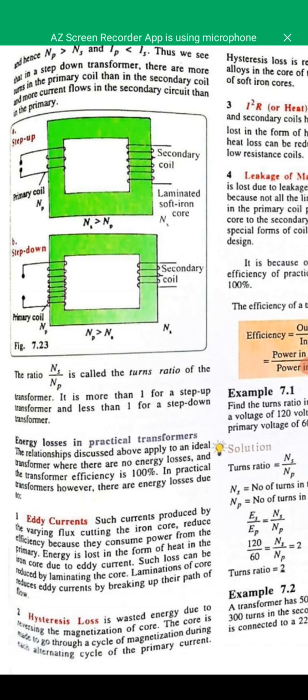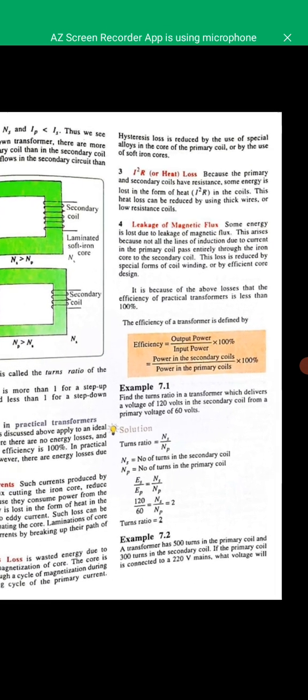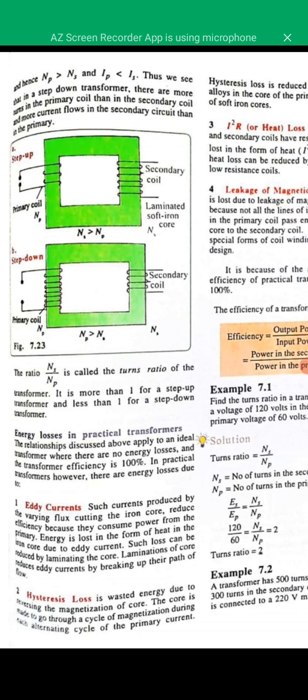Number two, hysteresis loss. Hysteresis loss is wasted energy due to reversing the magnetization of the core. When you reverse the magnetization of the core, what we have is hysteresis loss. The core is made to go through a cycle of magnetization during each alternating cycle of the primary current.